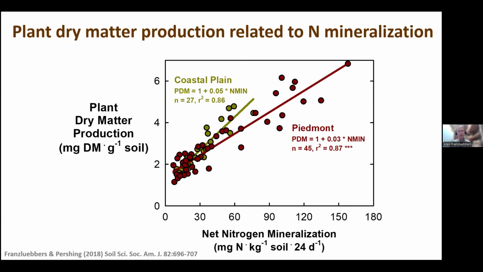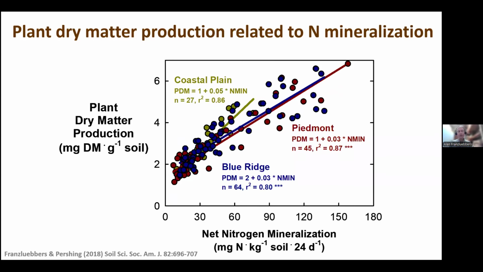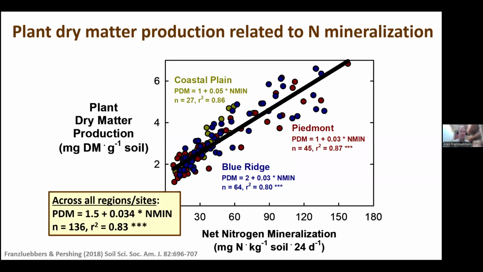We add in some soils from the Piedmont region. This is a hillier landscape, at a higher elevation, farther away from the coast. We see that there's also an association between plant dry matter production and nitrogen mineralization. It's not exactly the same as in the coastal plain, but it has its own association. Adding in the Appalachian region, the Blue Ridge Mountains, we see another association. But essentially, if we put them all together, there was no difference. We had plant dry matter production that was highly related to net nitrogen mineralization. So net nitrogen mineralization is an important aspect.